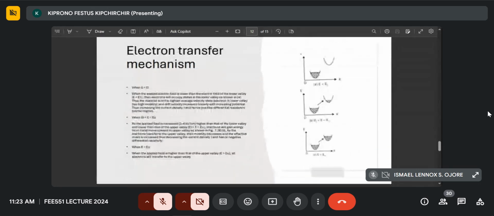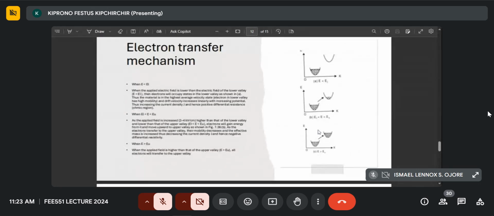So this is the electron transfer mechanism. To my right here, as you can see, we have this figure. What you can see is that we have the lower valley and the upper valley. Basically, we're trying to move the electrons from the lower valley to the upper valley. And if the process continues in a cycle manner, it generates some sort of microwave. We'll get back to that later.